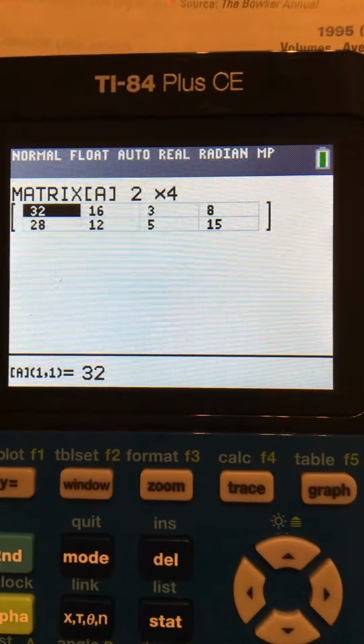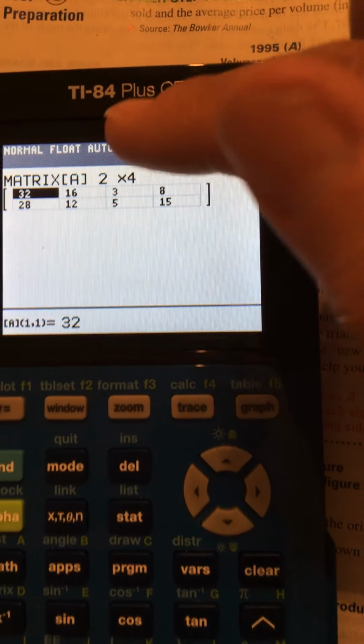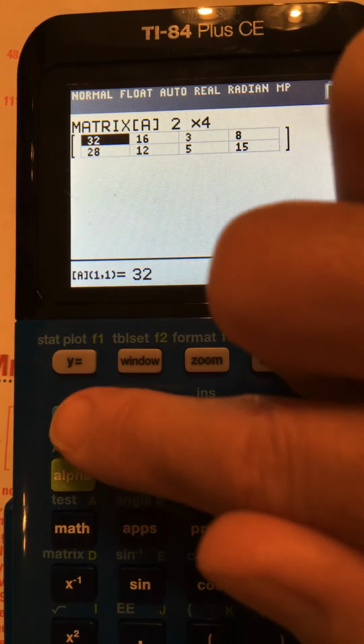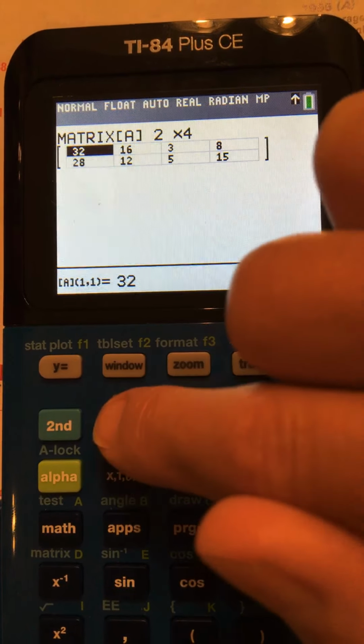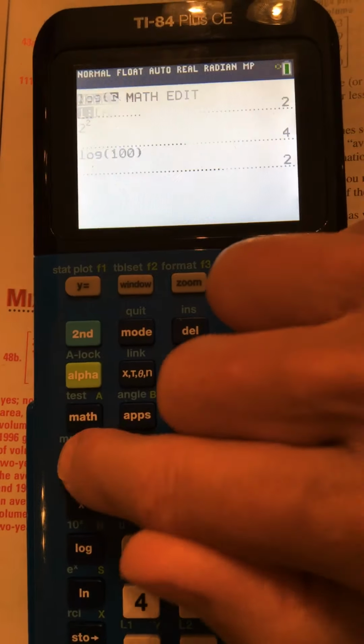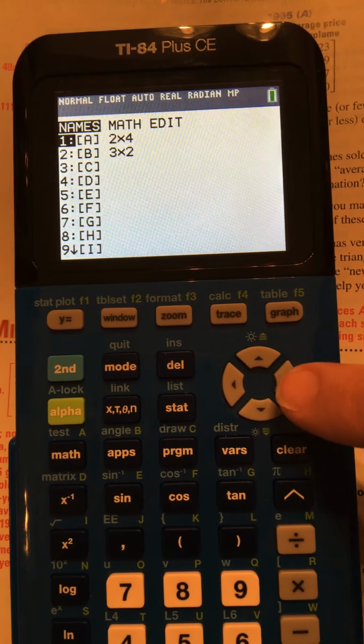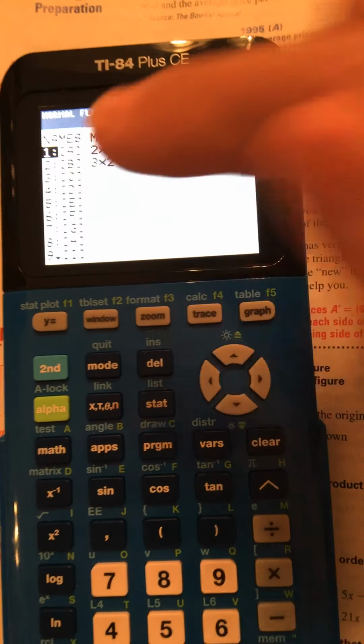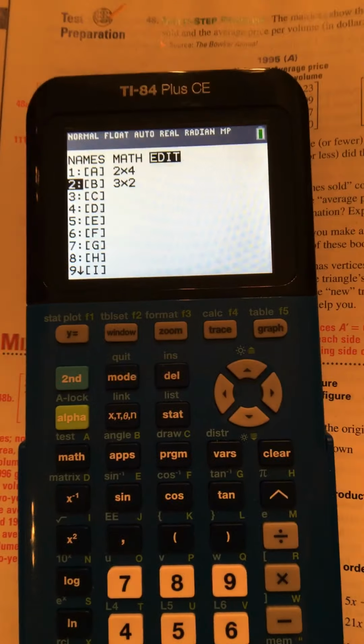Now I want to get off of this screen and go put in the second one. And how do you get off of screens in this? You always do second mode, which is quit. Okay, now I'm going to go back into matrix. So second, and then the x to the -1. I go back over to edit with my arrow keys. I go down to B and I hit enter.